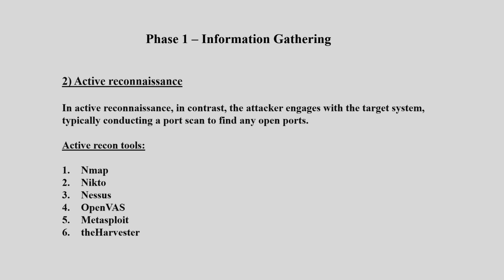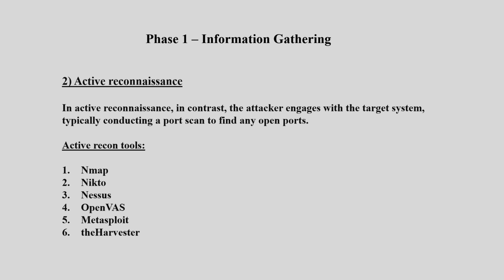We all know Nmap. Nmap is a network mapper, a free and open source utility for network discovery and security auditing. Second is Nikto. Nikto is a free software command line vulnerability scanner that scans web servers for dangerous files or CGIs or outdated server software and other problems.